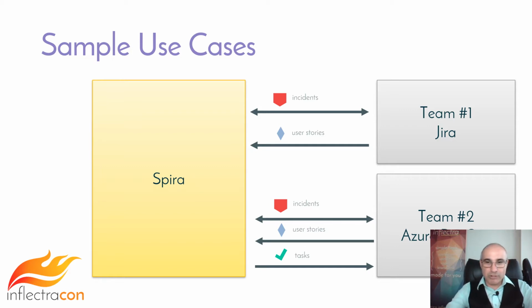Similarly for user stories, the person in Jira can write the user stories, they come into Spira as requirements, the person in Spira can then write the test cases to go with those user stories, and then run the test cases. With Azure DevOps, the defects work the same way, except they call them work items rather than issues, and the user stories can come in the same way as well. One difference also with TFS or DevOps is we can also synchronize tasks, and that's really relevant for Spira Team or Spira Plan only.